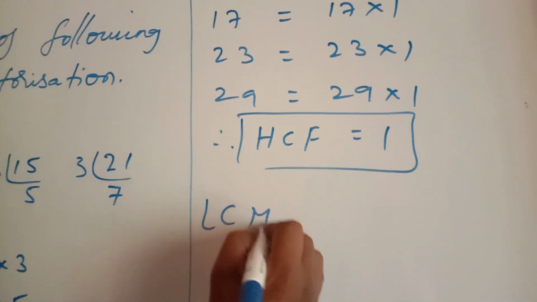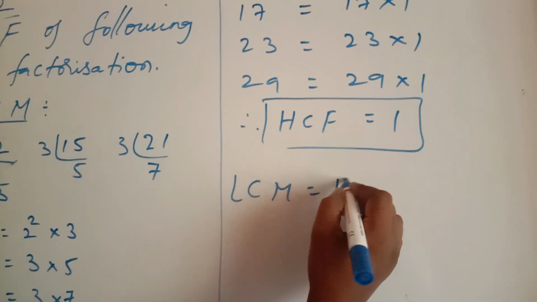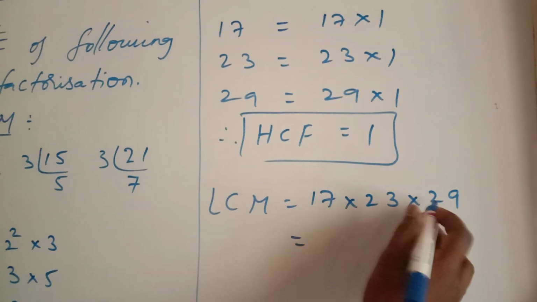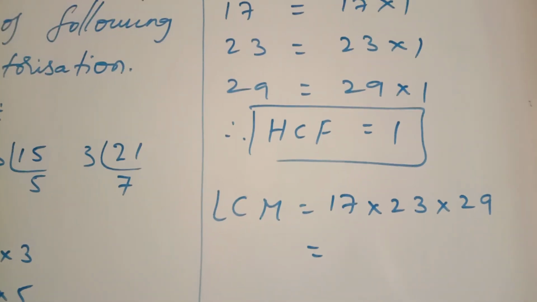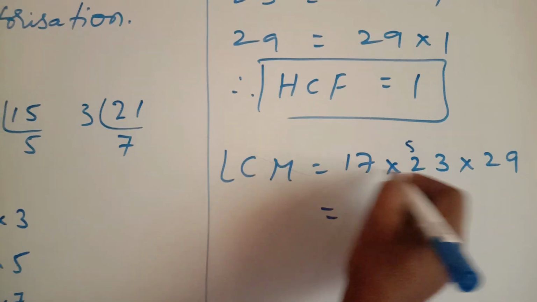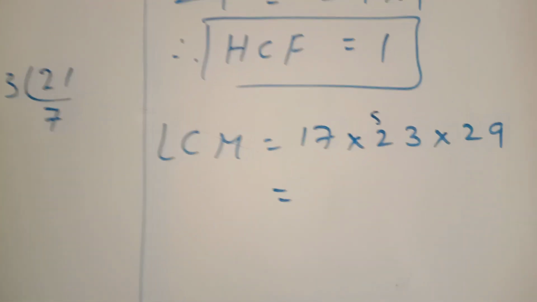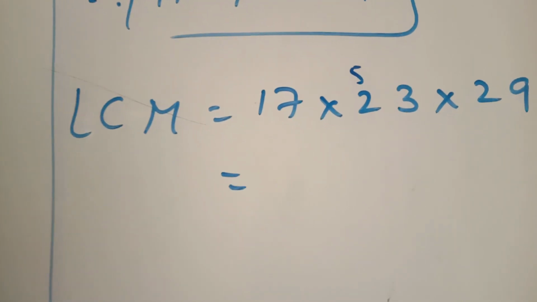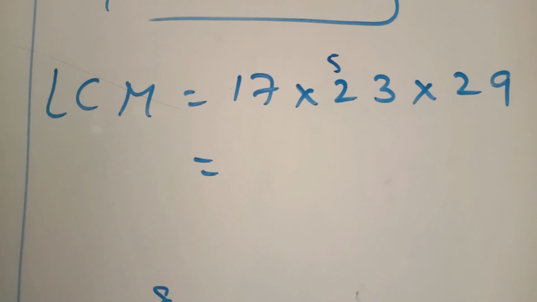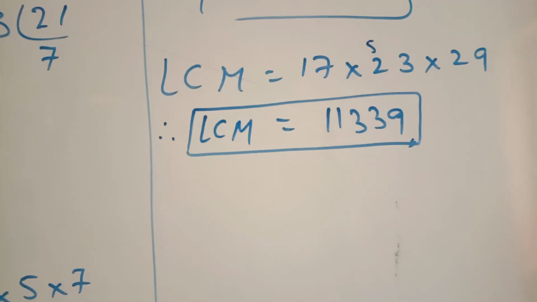Similarly the LCM for 17, 23, 29: there are no common numbers, so it is 17 into 23 into 29. By multiplying these three you get the LCM. So 23 into 17: 17 3s are 51, 17 2s are 34, 391. Then 391 into 29: 9 1s are 9, 9 9s are 81, 9 3s are 27, then 2 1s are 2, 2 9s are 18, 2 3s are 6.